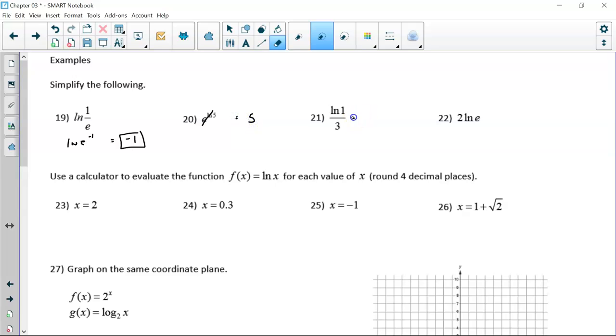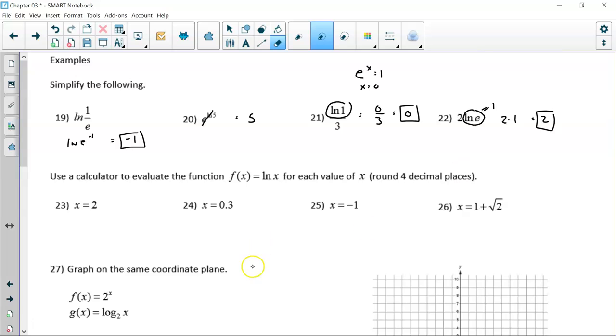The natural log of 1 over 3. The natural log of 1. What that's saying is e to the x equals 1. So for the natural log of 1, that's e to the x equals 1. So now x has to be 0. So we end up with 0 over 3, which is 0. You can also find the natural log of 1 on your calculator. 2 times the natural log of e. Now the natural log of e is 1. They undo each other. So it's just 2 times 1, which is 2.